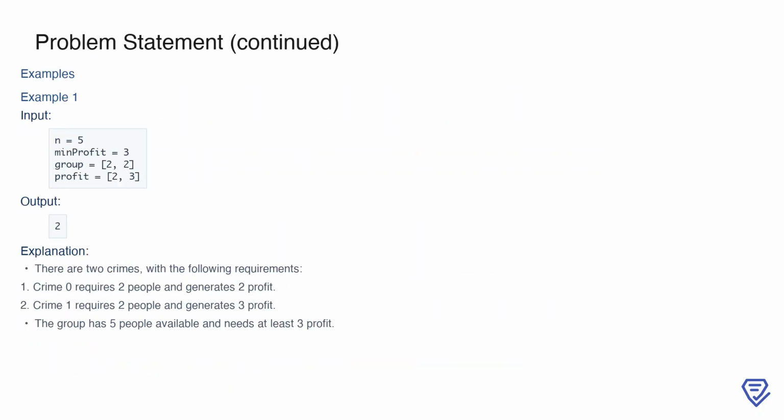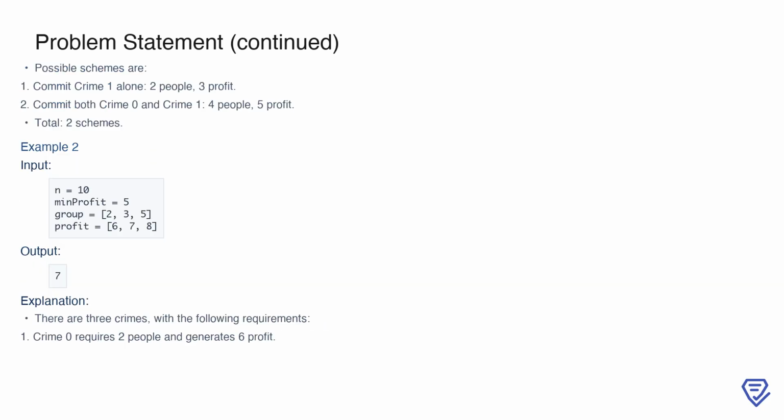Let's look at an example to better understand the problem. Suppose we have 5 people available, a minimum profit requirement of 3, and 2 crimes to consider. The group array is 2, 2, meaning each crime requires 2 people, and the profit array is 2, 3, indicating the profits generated by the 2 crimes are 2 and 3, respectively. The task here is to figure out all the possible combinations of these crimes that allow the group to achieve at least 3 in profit, while staying within the limit of 5 available people.